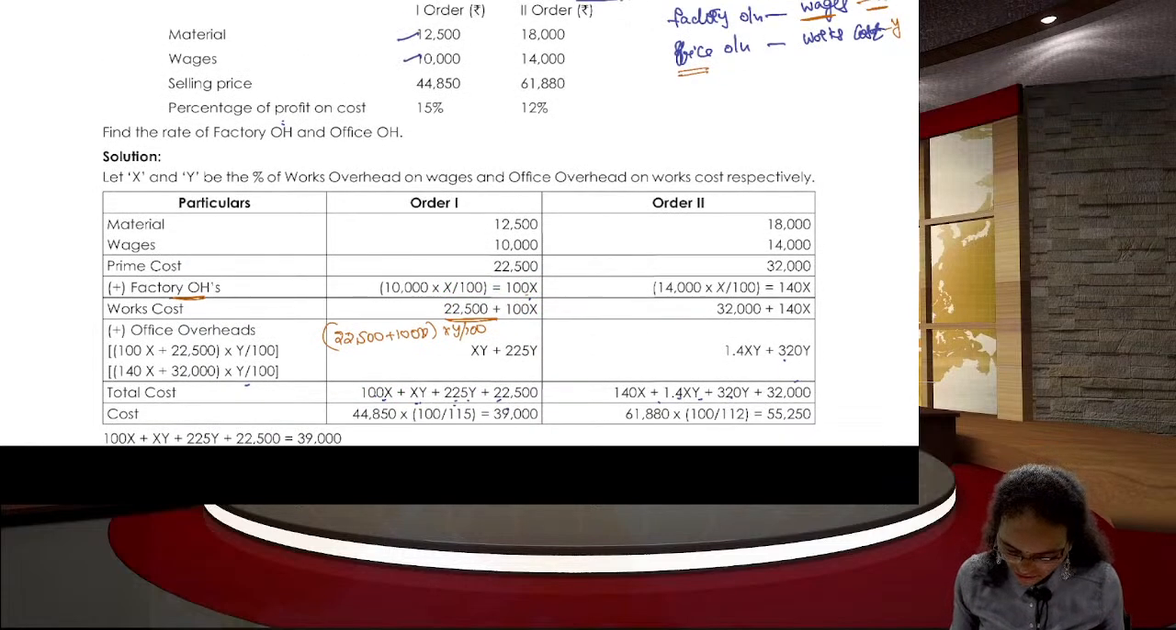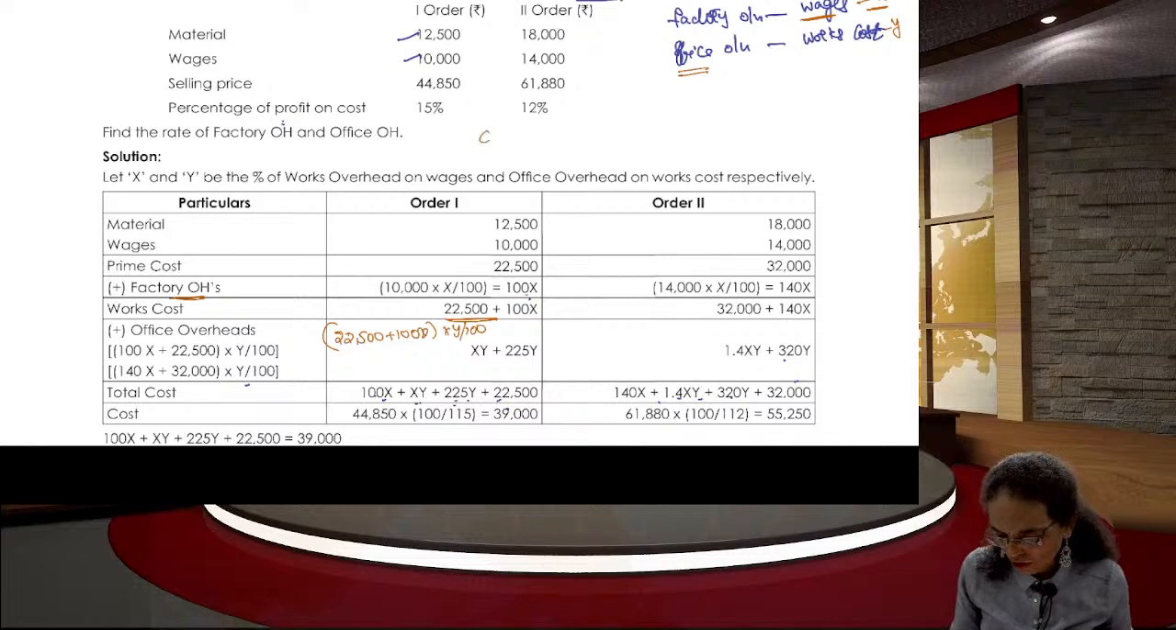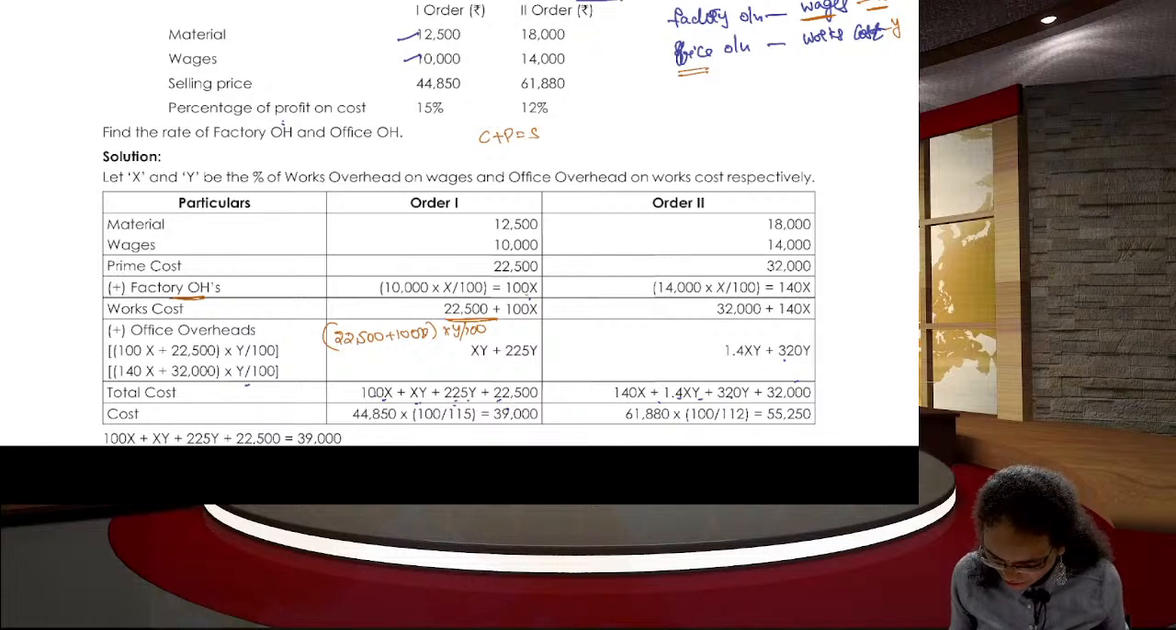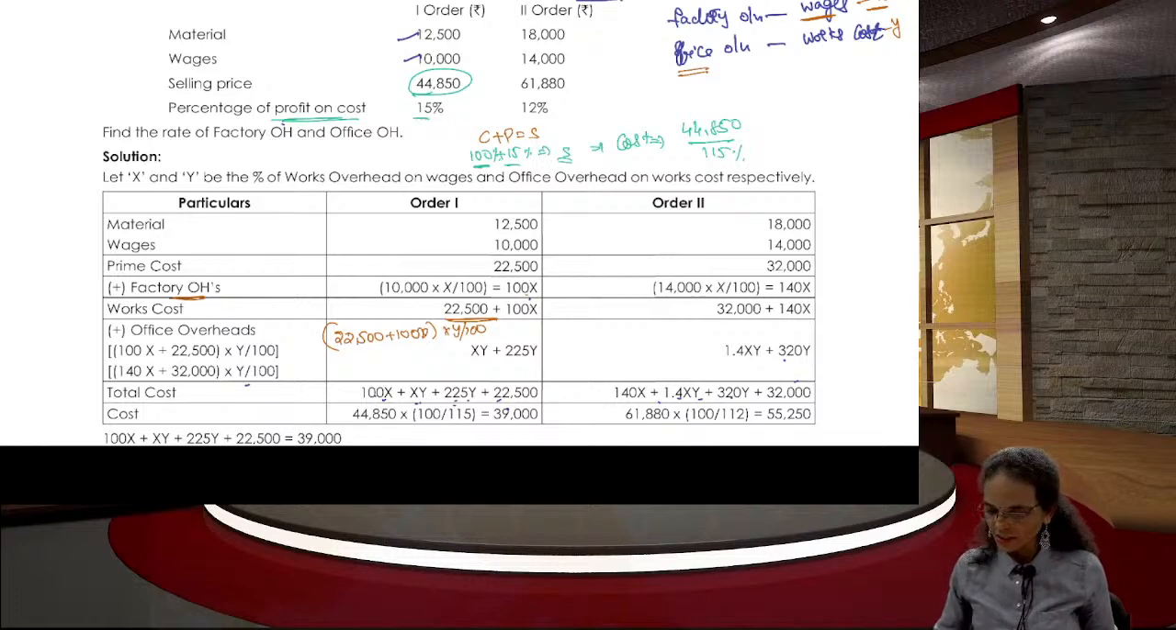Now here one piece of information is said: selling price is this much and the percentage of profit on the cost is this much. Percentage of profit on the cost, in the sense cost plus profit is equal to sales. Profit on cost, on is cost, 100 plus 15 percentage is nothing but selling price. So this is a selling price. So what is the cost? Total cost is 44,850, representing 100 plus 15, 115 percentage. So you will come to know what is the cost incurred.